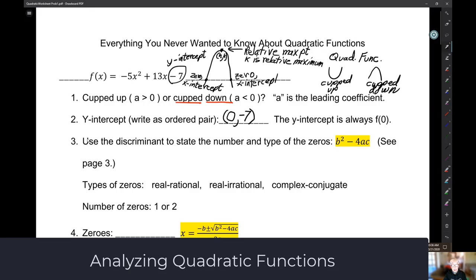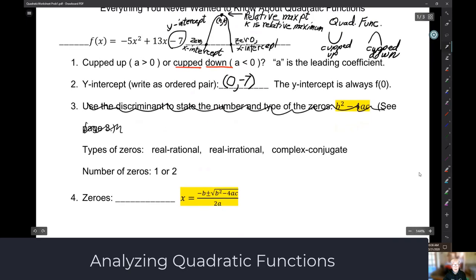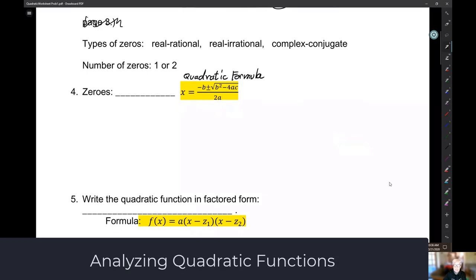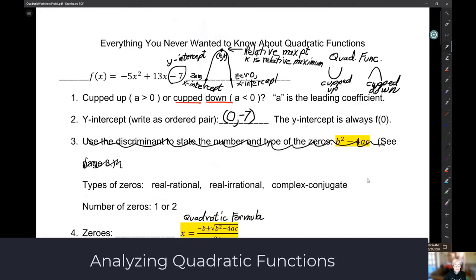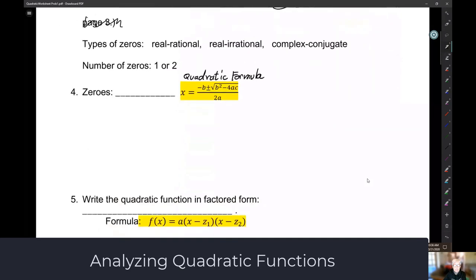Okay, now we're not going to use the discriminant. We don't teach that anymore. Instead, we are going to find the zeros of the function with this, the quadratic formula. Okay, sorry, my mind drifted.